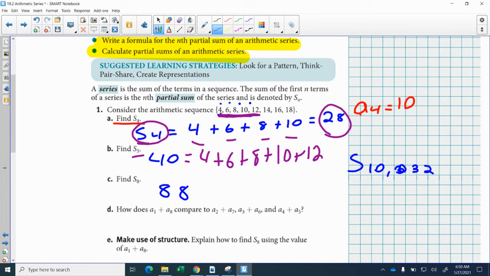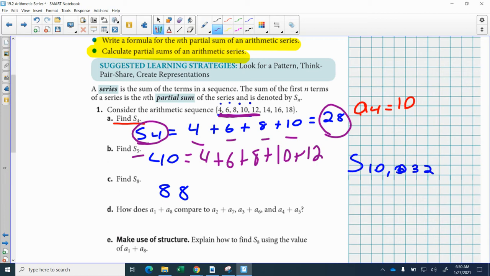Instead of finding a specific number within the pattern as for sequences, a series is finding the total of all the numbers that are within that pattern. Okay? The only thing you have to think about is that for a series, a partial sum is what we find. We're looking at up to a specific number, what is that total value?